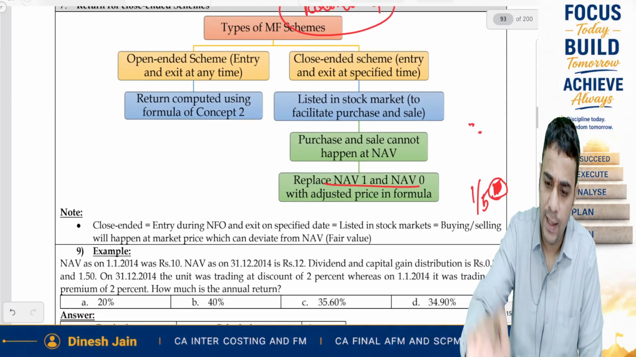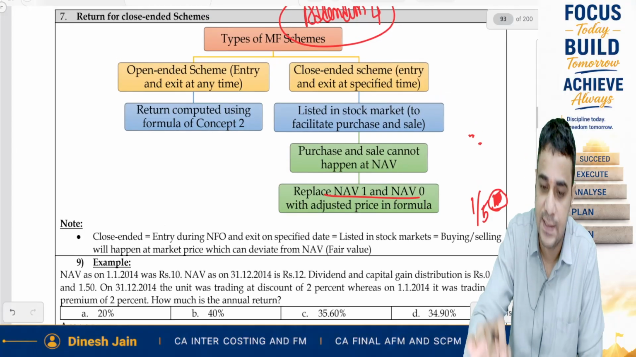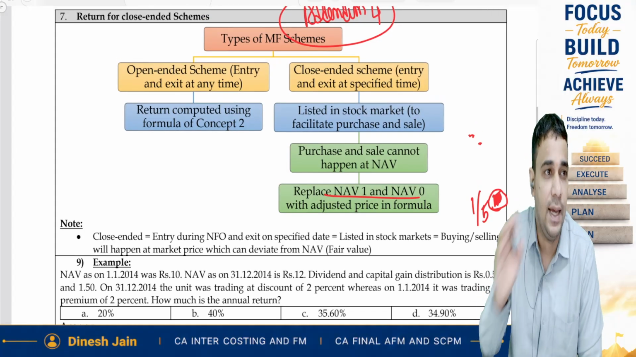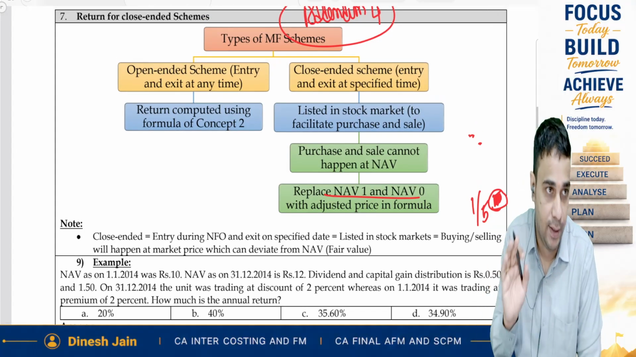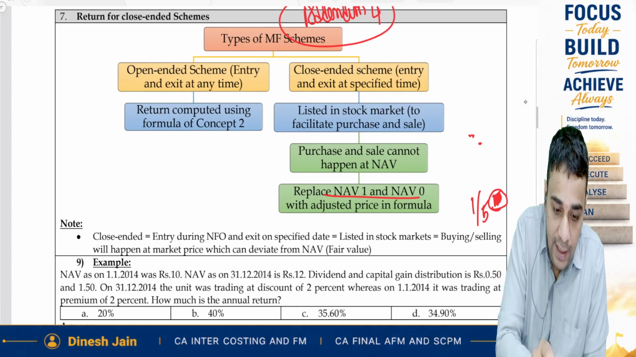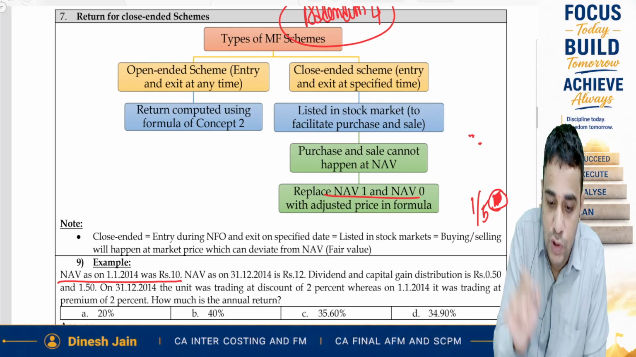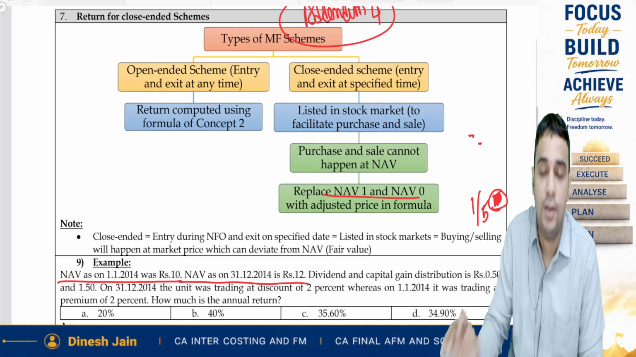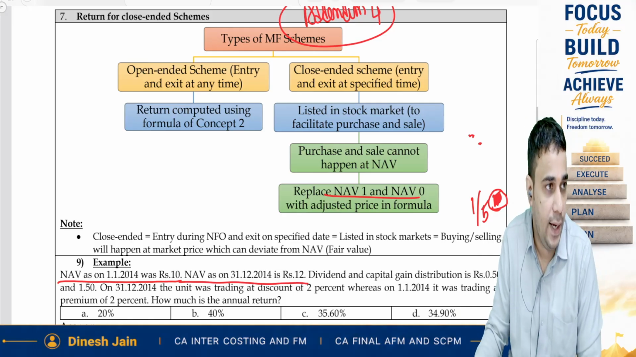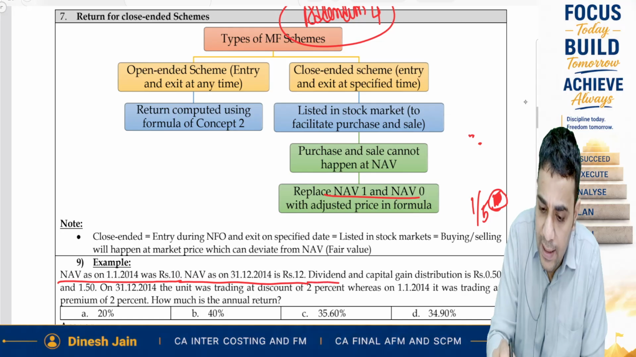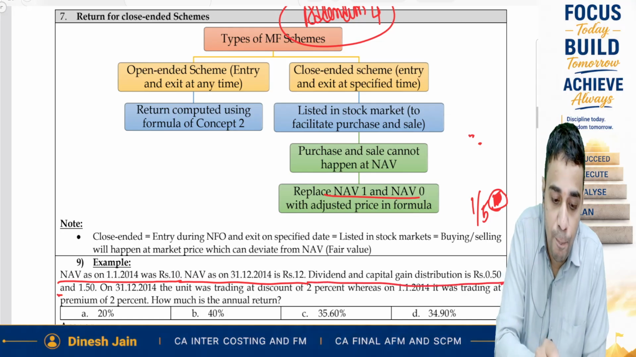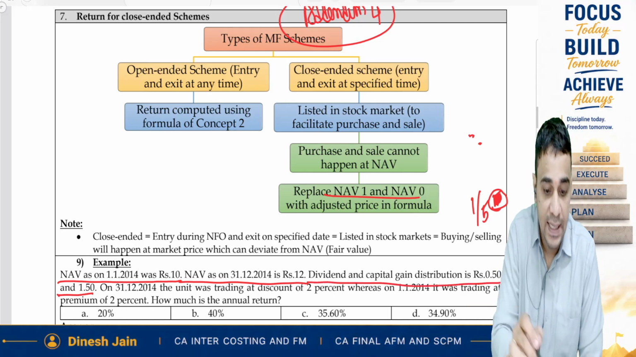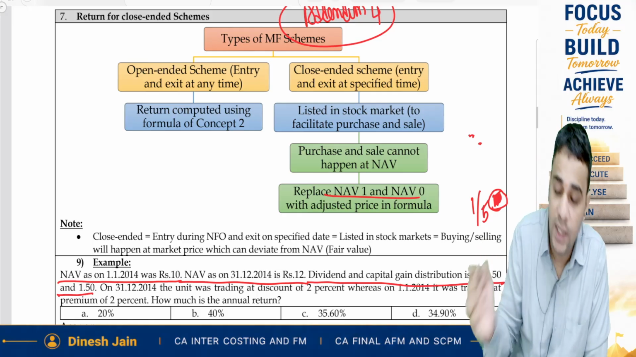I do not have a specific problem on this. I have an example, and then one question that came in the exam. I'll show that addendum material. Okay, let's first come to this. NAV as on 1/1/2004 was 10, and on 31/12/2014 is 12. Dividend and capital gain distribution are 0.5 and 1.5. Till this, what is the NAV1?